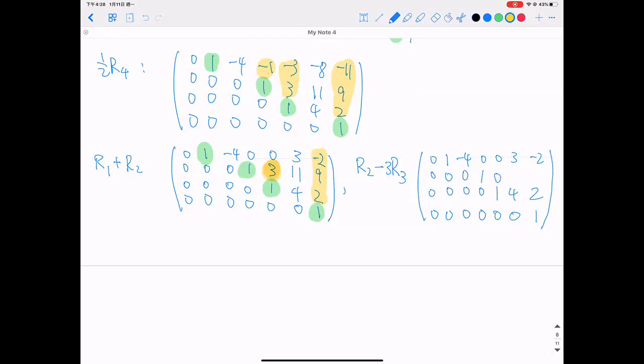Now this 3 here is subtracted by 3, so that becomes 0. Now over here, you have 11. The next entry, you have 11 minus 4 times 3, that's 12. So it becomes negative 1. Okay, the next entry, you have 9 minus 3 times 2. That's 6. 9 minus 6, that's 3.